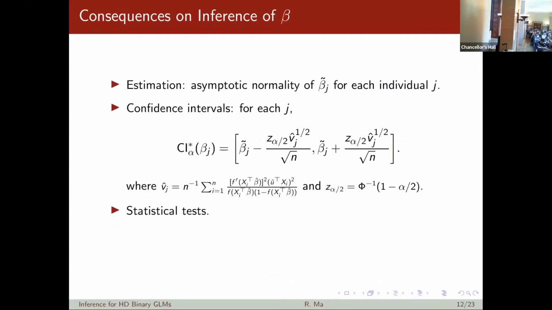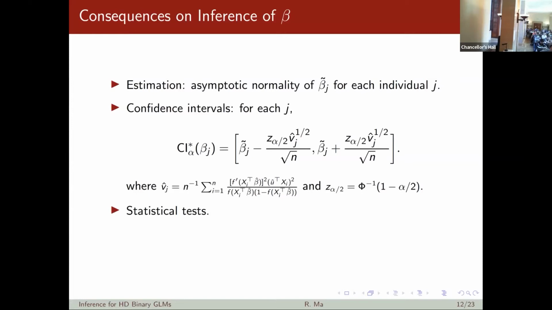Once we obtain the debiased estimator, it is relatively easy to show that it is asymptotically normal for each individual regression coefficient. We can also construct inference procedures like confidence intervals and various statistical tests accordingly, which I will not go into in detail.